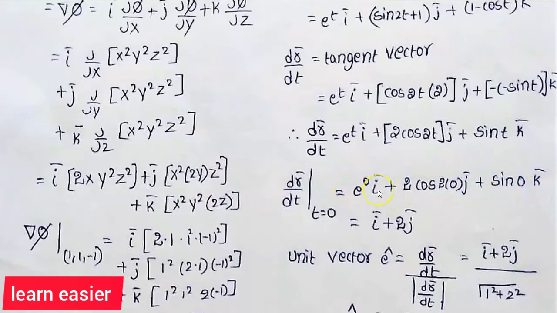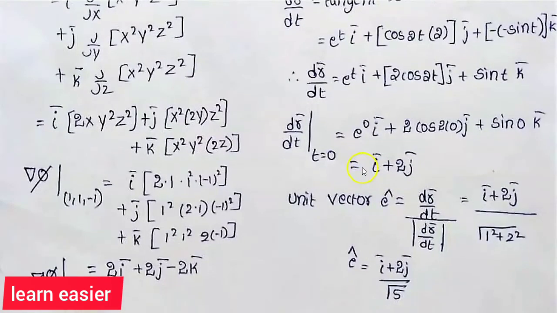So e power 0 is what? It is 1. And cos 0 is 1 and 2 into 1 is 2. And here sin 0 is 0. So 0 into k bar is 0. So finally we got i bar plus 2j bar.